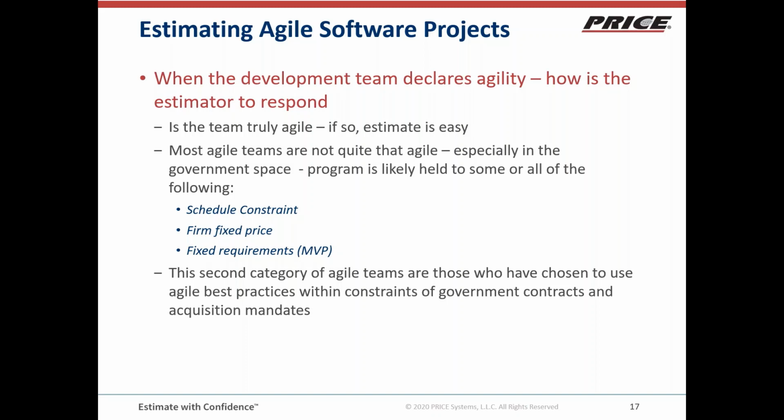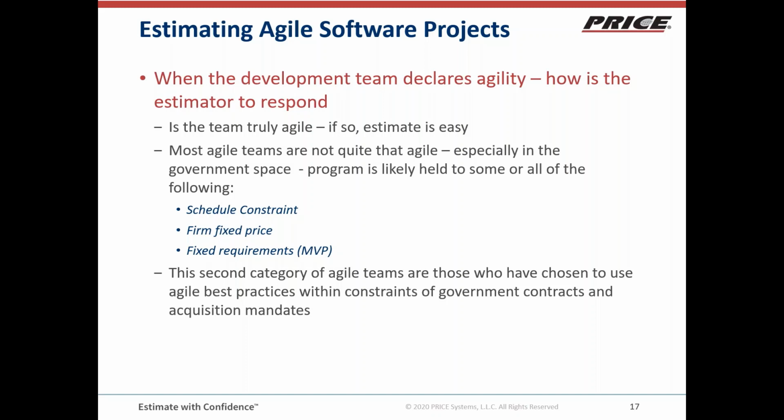But most agile teams are not quite that agile, especially in our space. So programs are likely held to some or all of the following. There could be schedule constraints. It could be a firm fixed price. There is probably a set of fixed requirements, the minimum viable product. So while some aspects of requirements might be negotiable, there is a minimum viable product. You can't put out a contract for software without some idea of what software you're going to get.